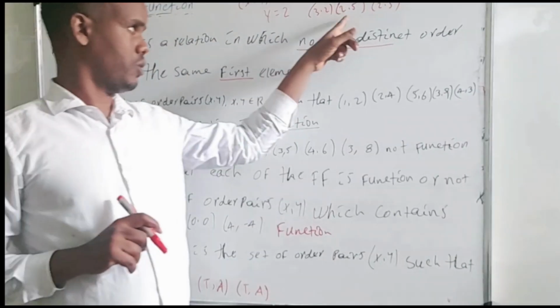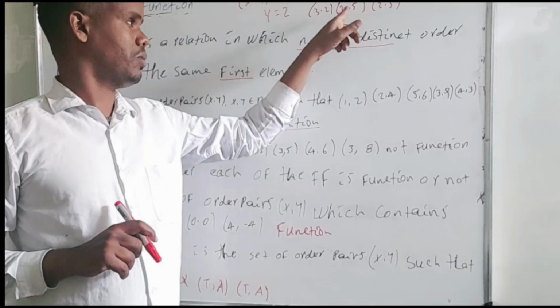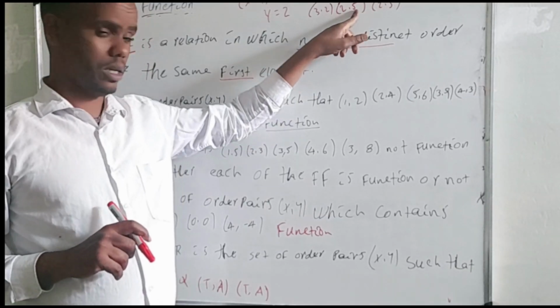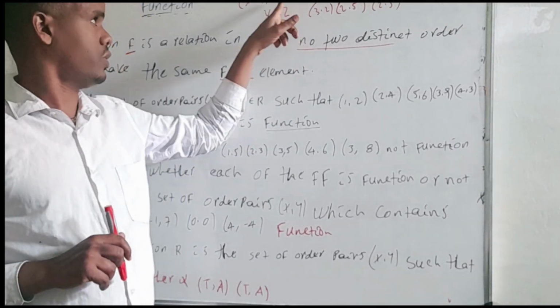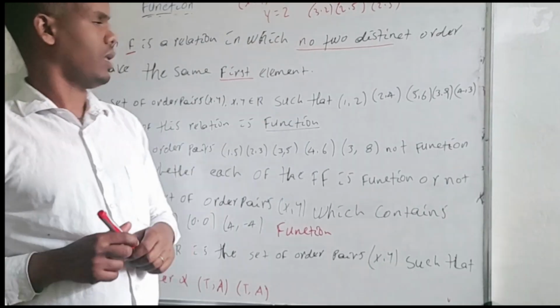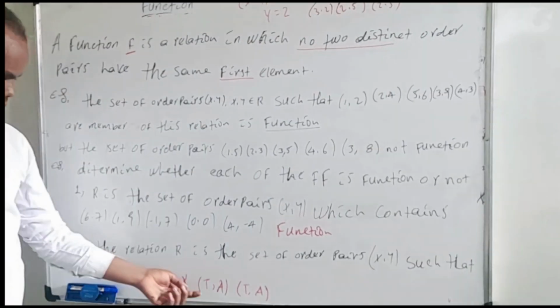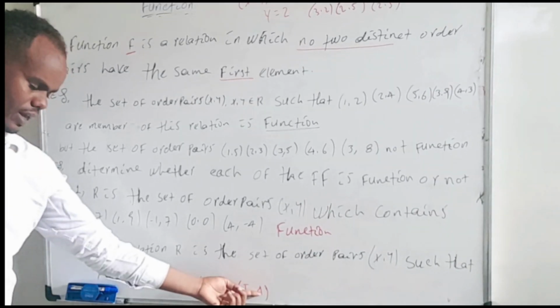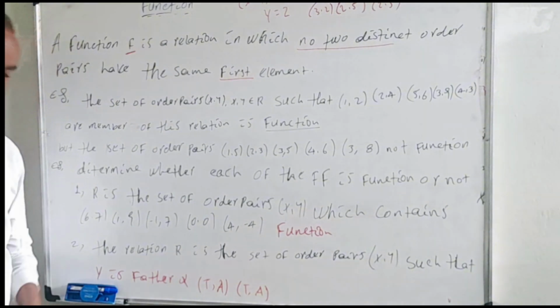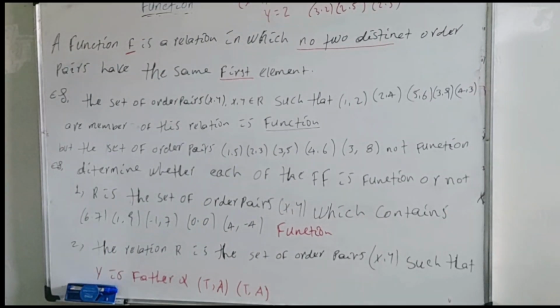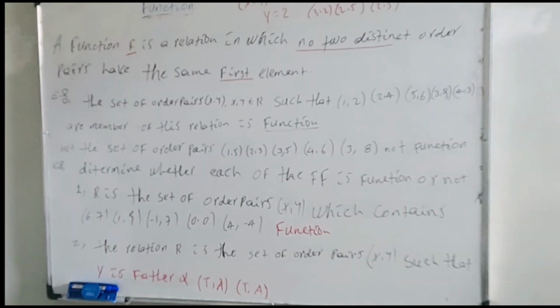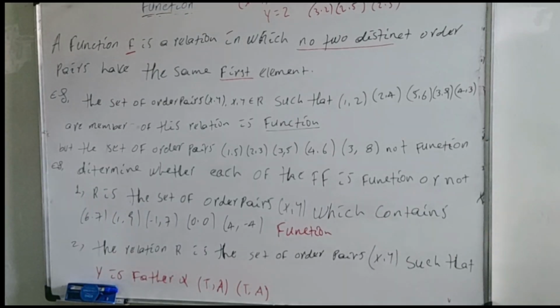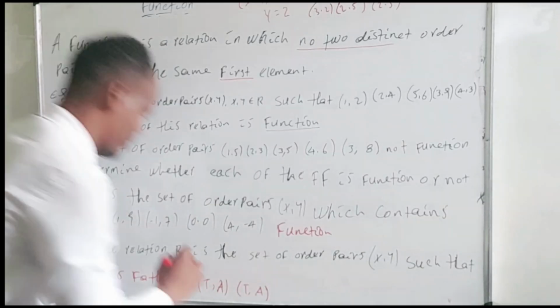The second element must be y equals z for it to be a function. All human beings, or every person, have one father. So this is what a function is.